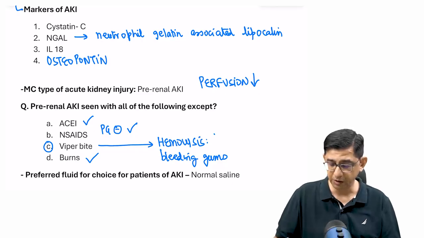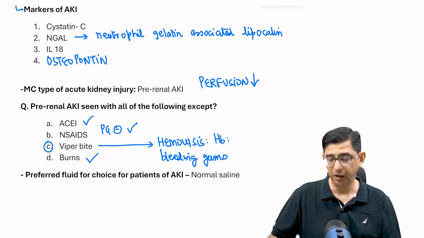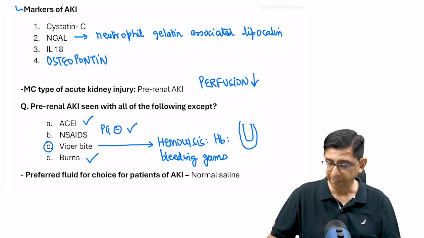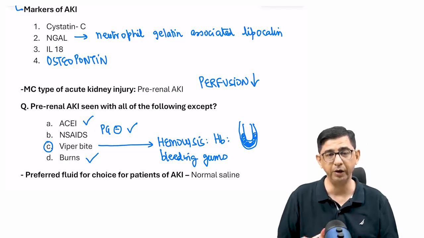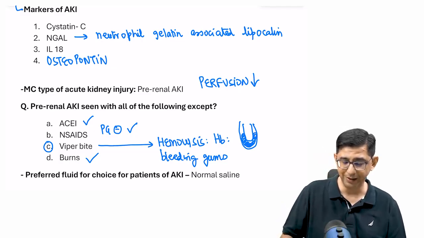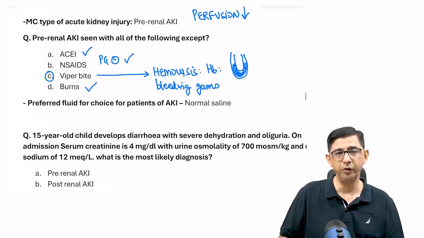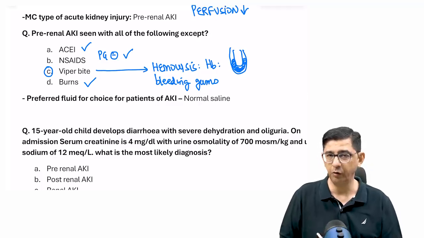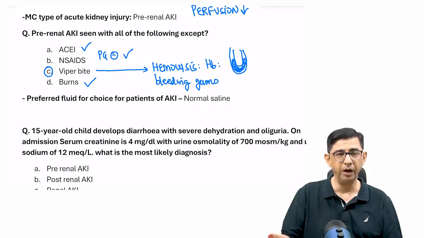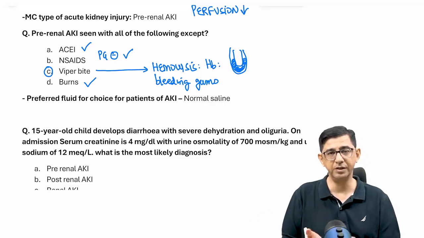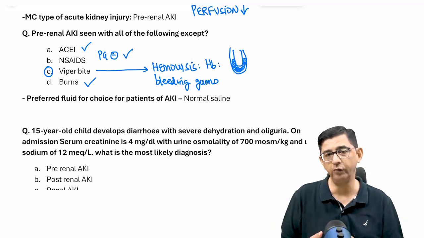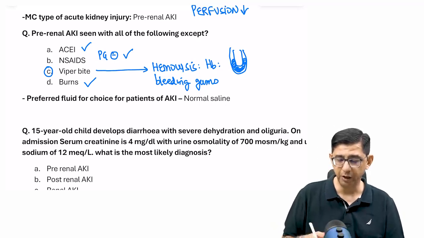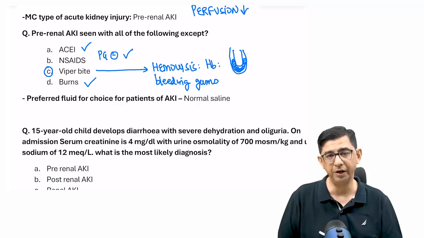And because of hemolysis, the hemoglobin that is released can block the tubules of the kidney, and it can result in development of tubular necrosis in a patient. So that would be a renal cause. So therefore I've answered it as option number C. The preferred fluid for taking care of patients of acute kidney injuries is normal saline. Most of them are pre-renal varieties, so perfusion is already less. They're already dehydrated, they're already volume depleted. So volume depletion can be taken care of by giving normal saline to the patient.